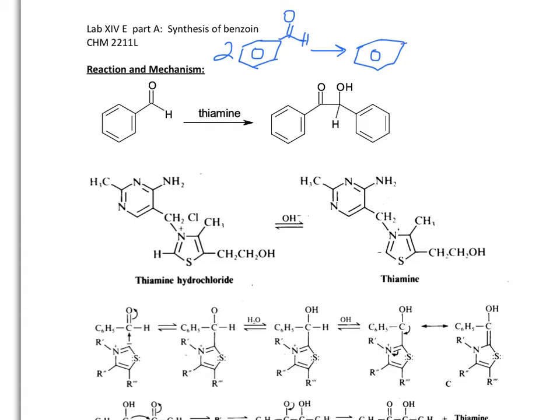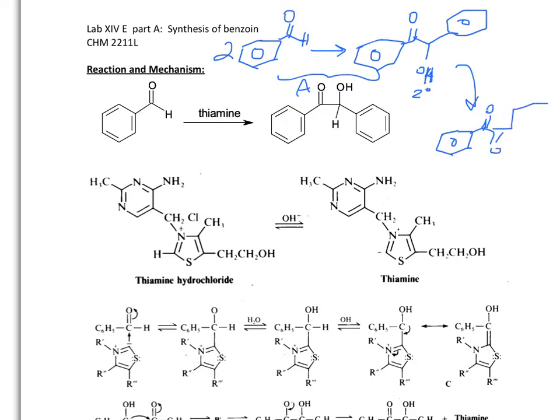So this week you're going to set up the secondary alcohol. You're going to set up this first part, this is part A, and then we are going to oxidize the secondary alcohol into a ketone so that it gives you benzil. This is part B.